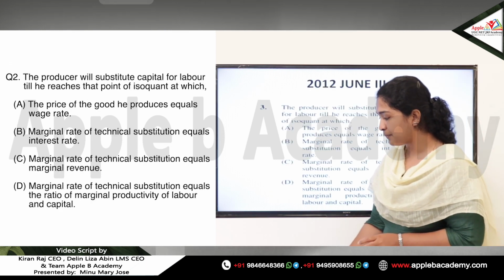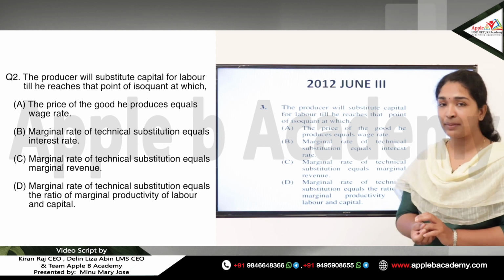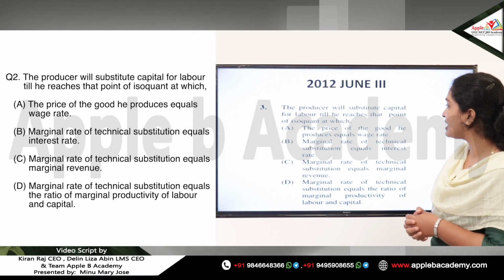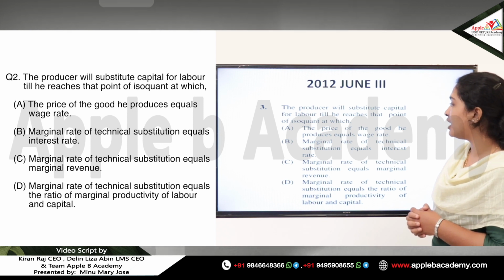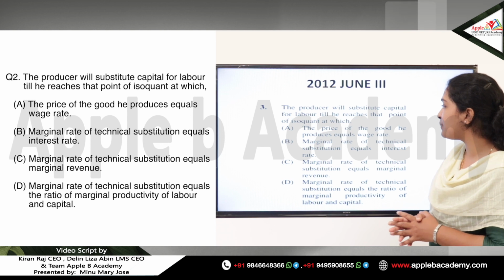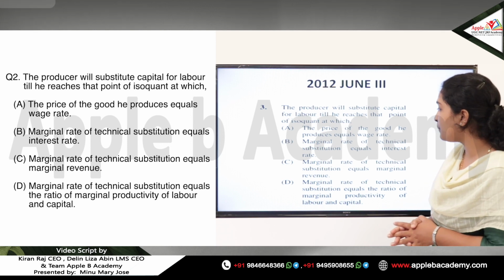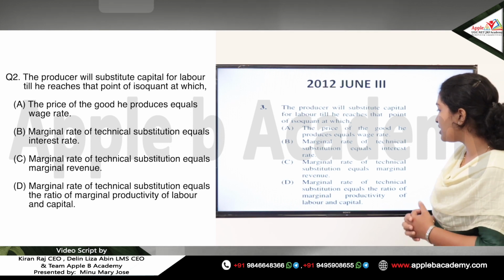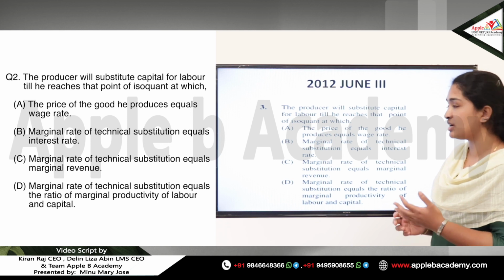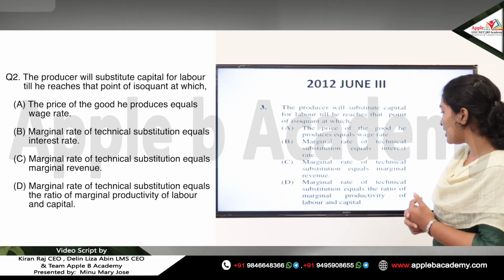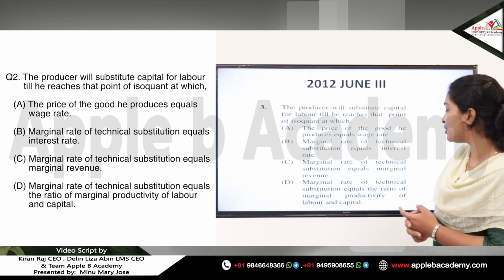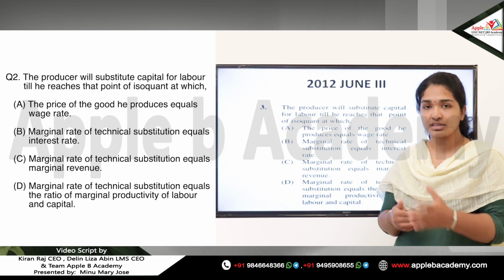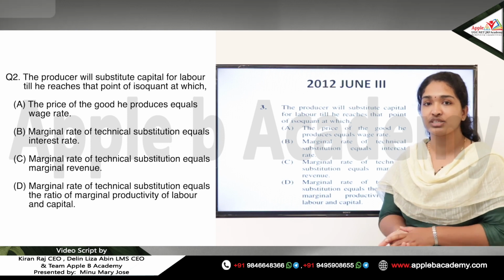The next question is from 2012 June paper 3. The producer will substitute capital for labor till he reaches that point of isoquant at which: option A, the price of the good he produces equals the wage rate; option B, marginal rate of technical substitution equals the interest rate; option C, marginal rate of technical substitution equals the marginal revenue; and option D, marginal rate of technical substitution equals the ratio of marginal productivity of labor and capital. So this question in turn asks about the condition of a producer's equilibrium.